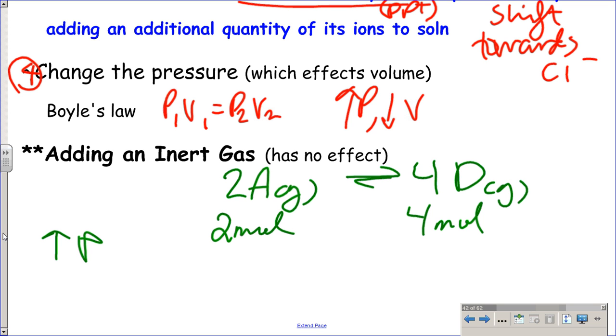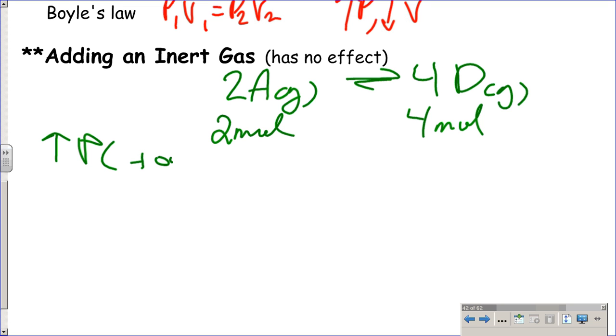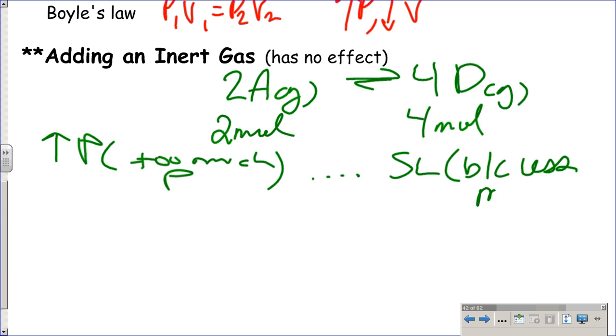So if I increase the pressure on this system, your stress is that, oh no, you have too much pressure. Well, what's causing that pressure? Think molecular level. What's causing pressure? Collisions with the container wall, okay? If I have too much pressure, which of these scenarios is going to cause less pressure? 2 moles or 4 moles of gas? 2 moles, okay? So if you increase the pressure on the system, you have too much pressure now, so your goal is to shift to the side that's going to relieve that pressure situation. Which way does it shift? Left, because less moles of gas.